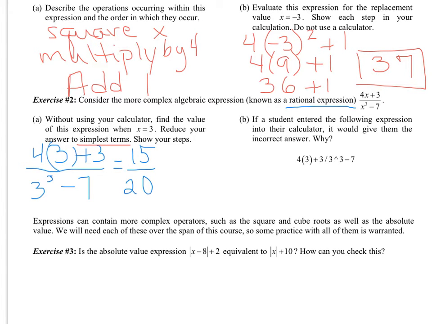Now, this is an answer, but it's not in the simplest terms. When it asks for you to provide your answer in simplest terms, you want to reduce your answer. So if I look at 15 over 20, I notice that 5 goes into both the 15 and the 20, and I can reduce this to 3 over 4.